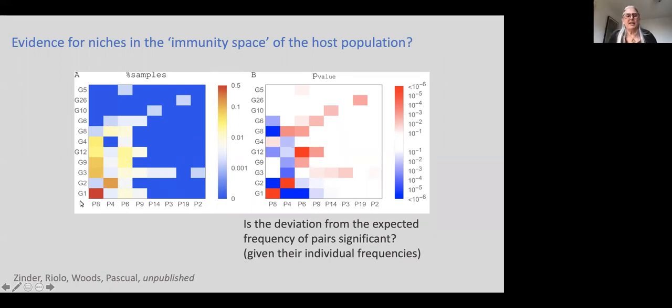If you take the global data set that exists and map it to the percentage of samples here on the left that have a certain G and a certain P type, the red colors are the most abundant, the blue the least abundant. You see that we have a lot of G1P8, some G2P4, so it looks like there is not that much overlap between these dominant types. But you can say, well, maybe this is just because of their frequencies and it has nothing to do with a force acting like negative frequency-dependent selection.